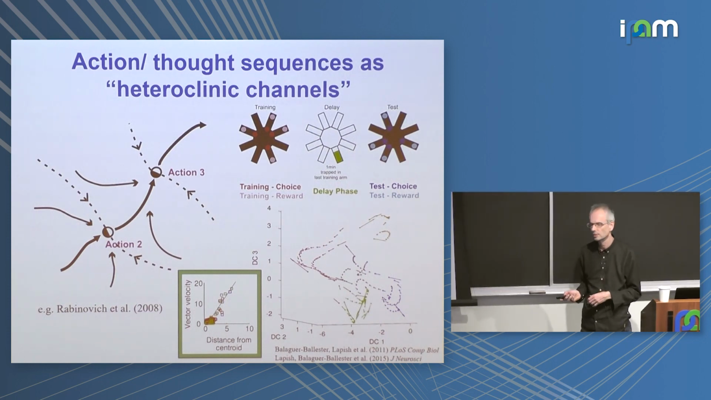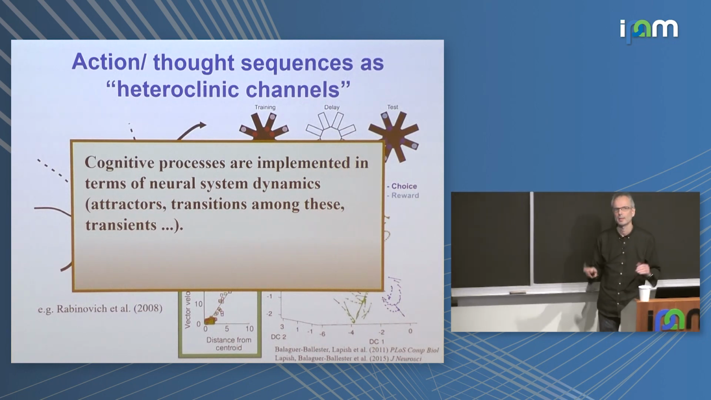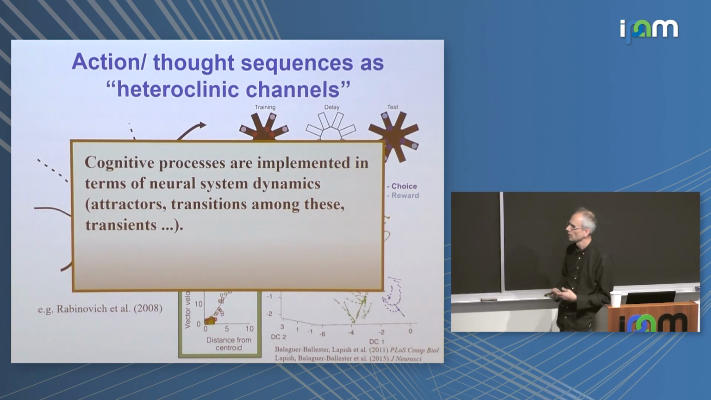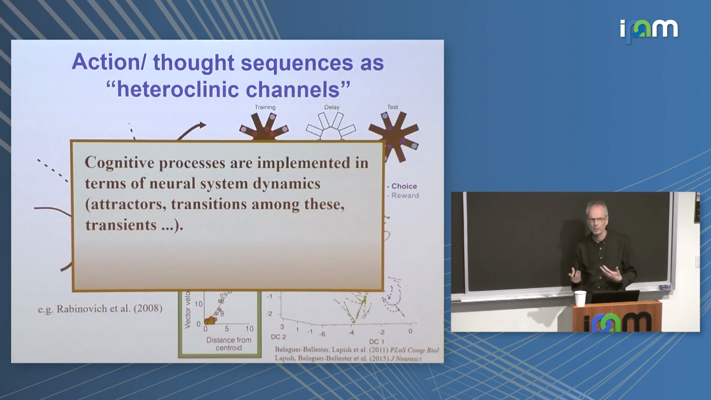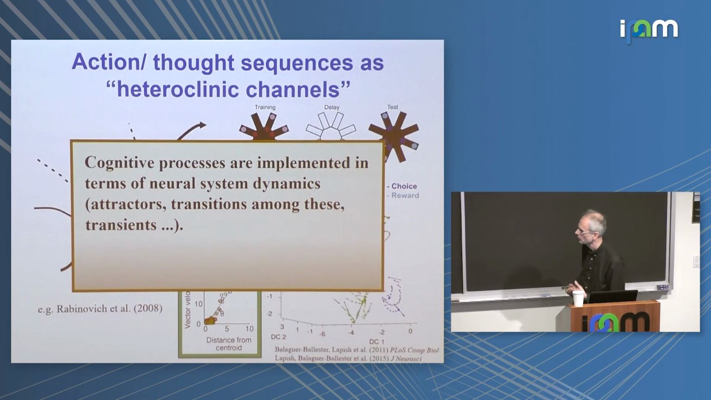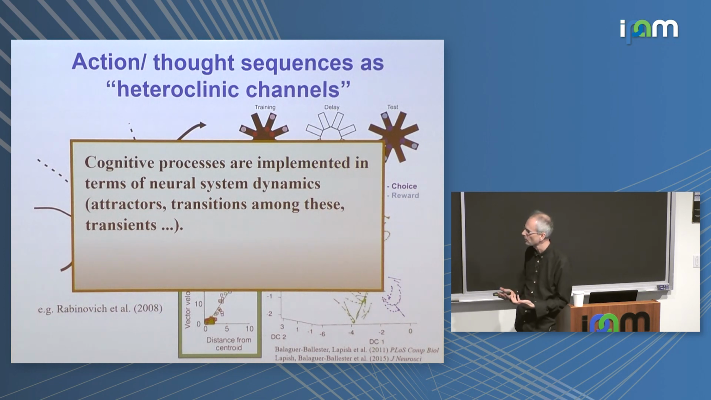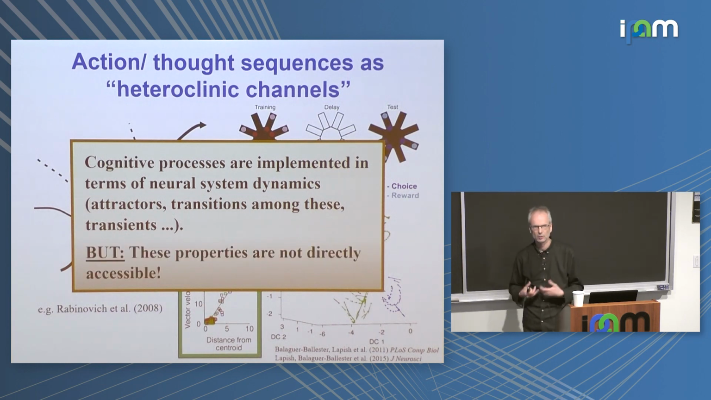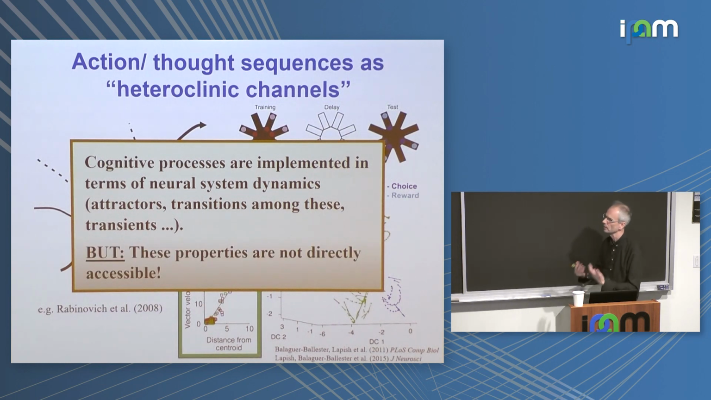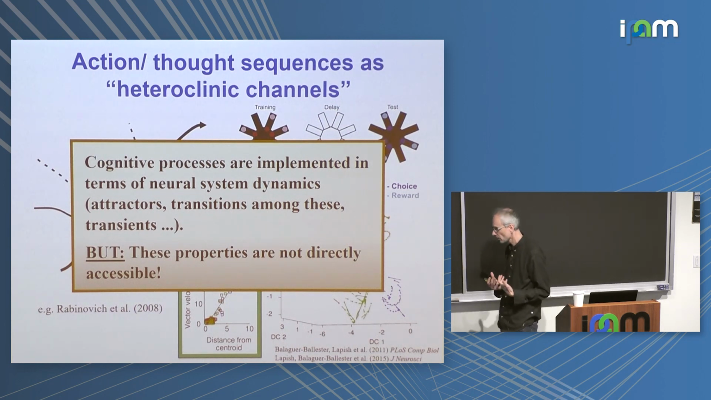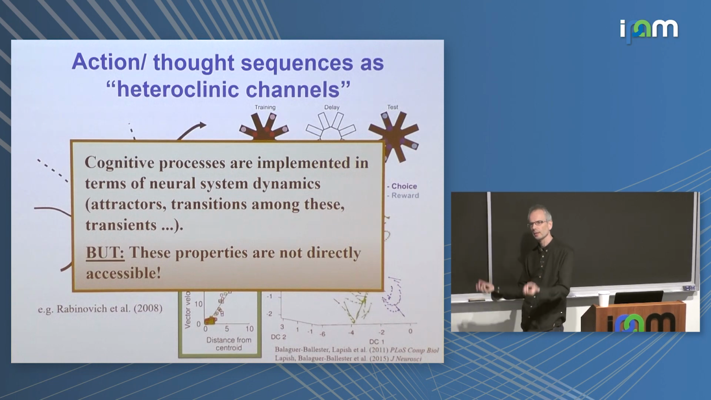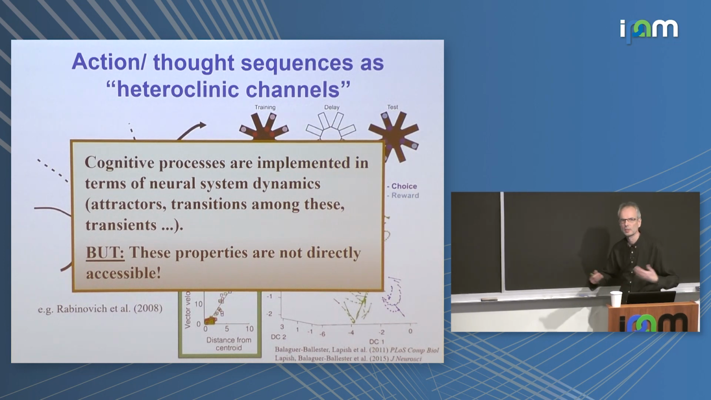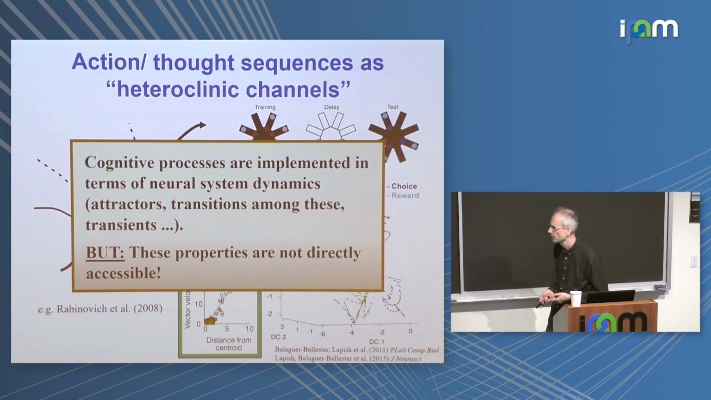Okay, so the bottom line here is I think there's a long tradition in theoretical and computational neuroscience to think about cognitive processes as being implemented in terms of system dynamics. That is, in terms of attractors and transitions among these, and that's really what is implementing cognition. However, we cannot directly observe that. We have signatures, we have indications of that, but it would be nice if we could directly retrieve the dynamical system underlying our observations from just doing multiple single unit recordings or from just having time series observations.